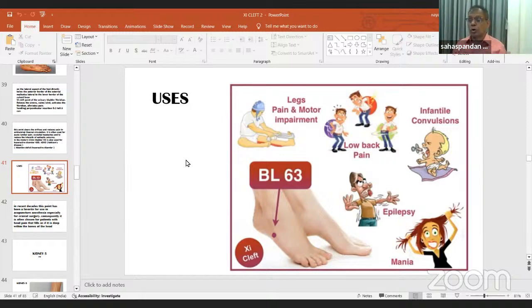Consequently, it is often chosen for patients with head pain that feels deep within the bones of the head. Sometimes a patient feels that the head pain is deep in the head, in the bone, the skull.